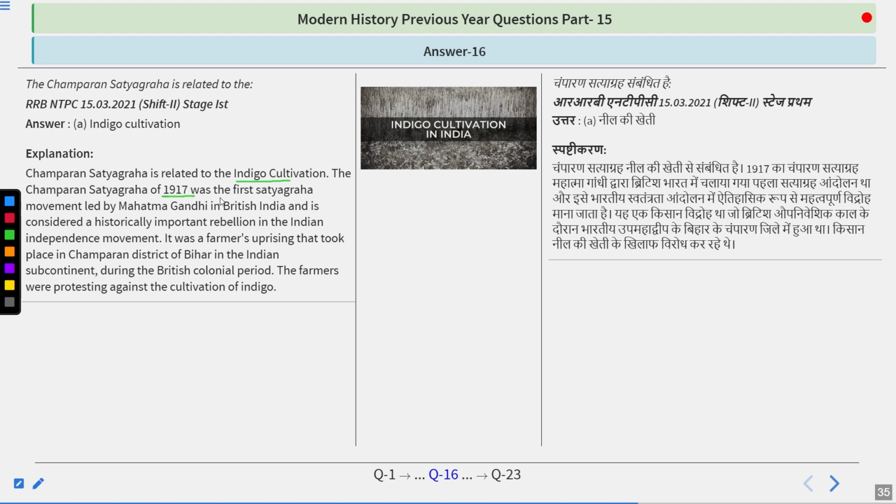Champaran Satyagraha of 1917 was the first Satyagraha movement led by Mahatma Gandhi in British India, and is considered a historically important rebellion in the Indian independence movement. It was a farmer uprising that took place in Champaran district of Bihar in the Indian subcontinent during the British colonial period. The farmers were protesting against the cultivation of indigo. So do remember, the answer is A, indigo cultivation.